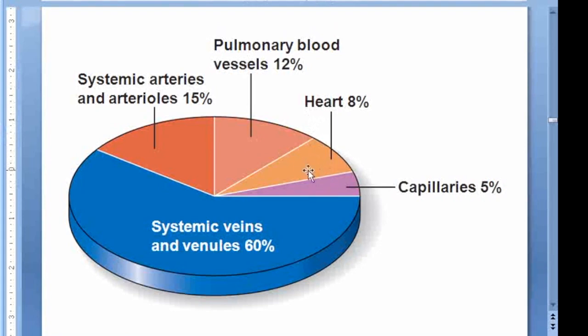Well, I don't think that surprises anybody. But what might surprise you is almost 10% of your blood flow at any given moment is actually in your heart.